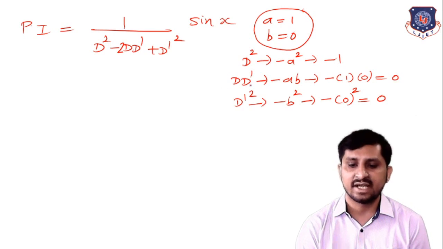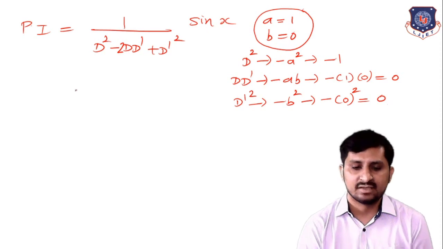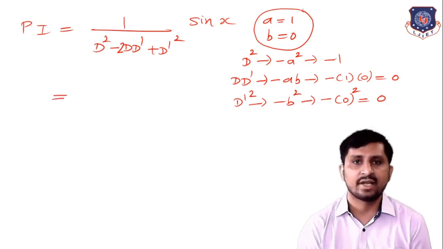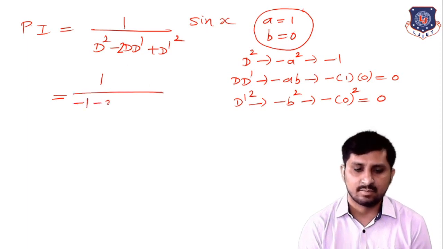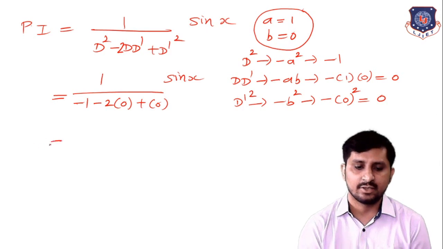Instead of D into D dash, I have to take 0. Instead of D dash square, I have to take again 0. So that's why the particular integral, now you can easily understand. First of all, instead of D square, I have to take minus 1, so this is minus 1. Then minus 2 D into D dash is 0, plus D dash square. So that is 0 into sin x. So what is my final answer? Particular integral is minus sin x.